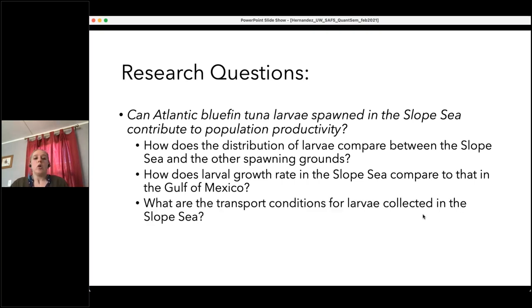And then finally, what are the transport conditions for larvae collected in the Slope Sea? Are the larvae that we collected in the Slope Sea truly spawned within that area? Or are they coming from south of Cape Hatteras and being transported in by the Gulf Stream? And will those larvae remain close enough to the coast where the nursery habitat is to be able to actually join the juvenile population? Or do they just get washed out in the Gulf Stream?